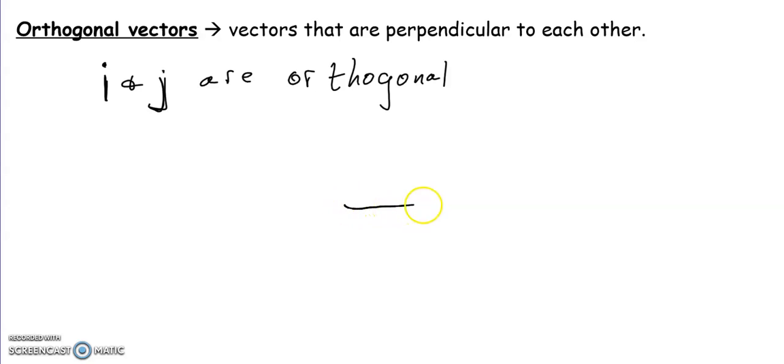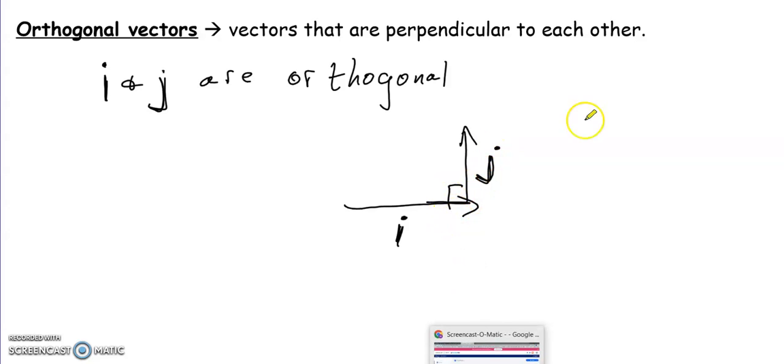Why? Because i is a horizontal movement. There's i. And then j is a vertical movement. They make a right angle. i and j are orthogonal.